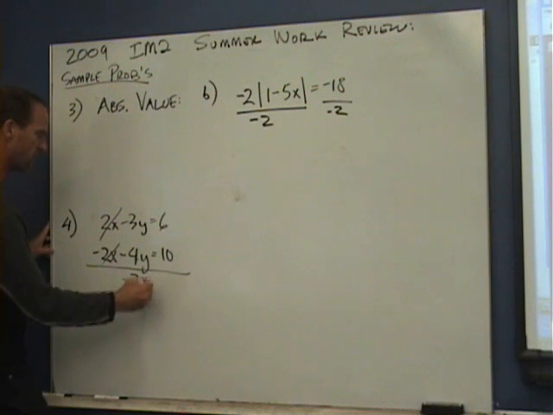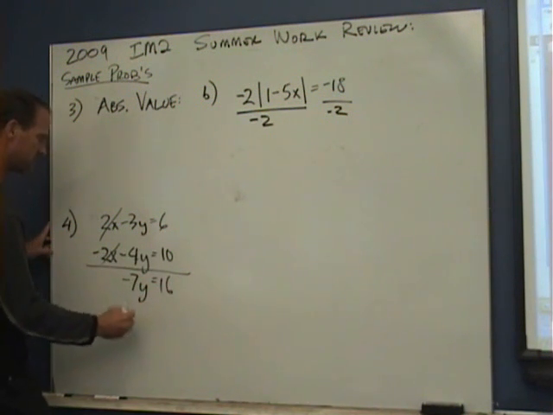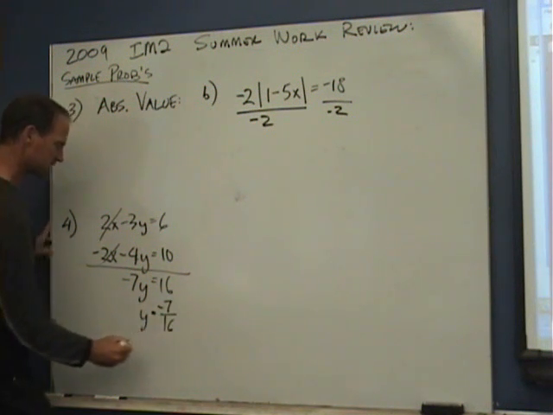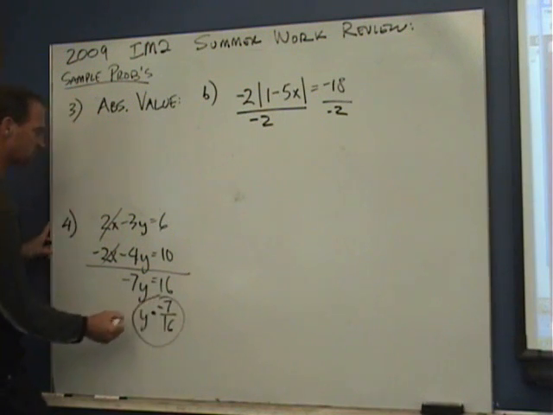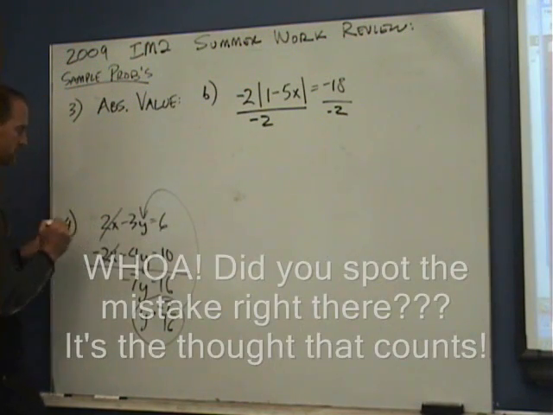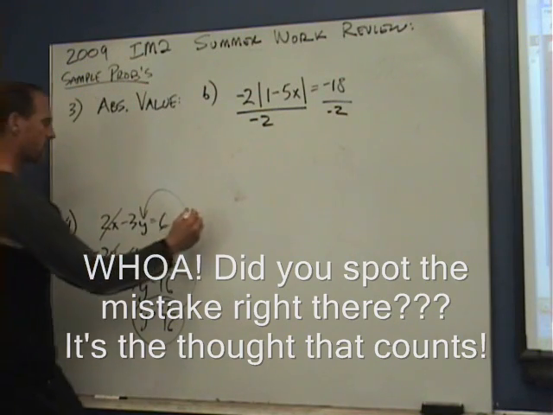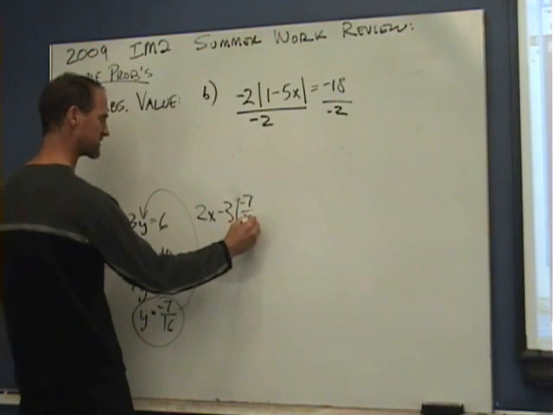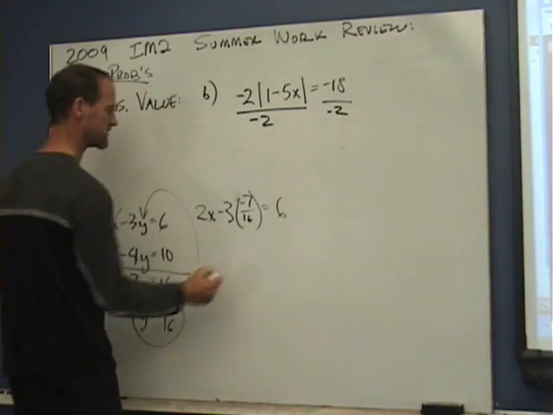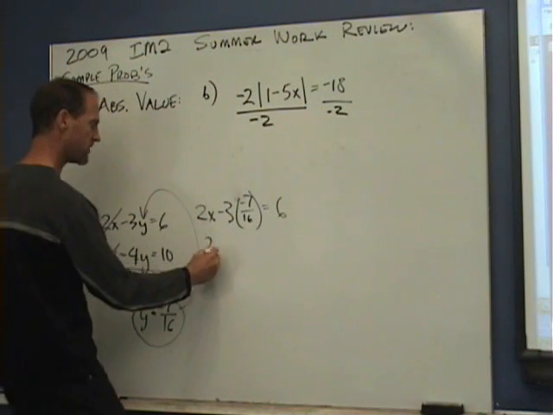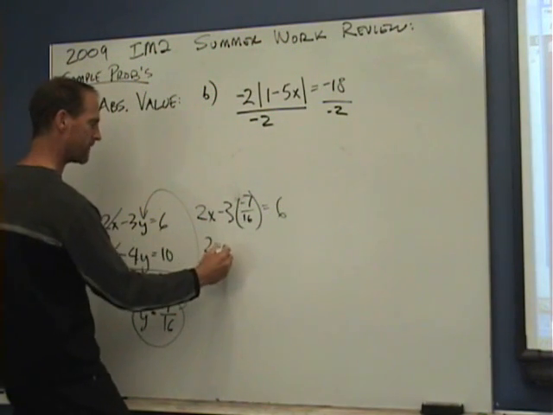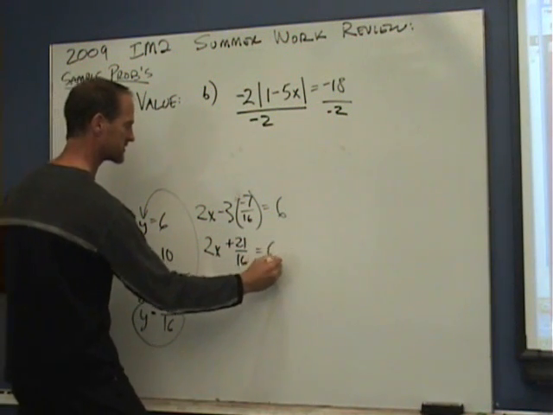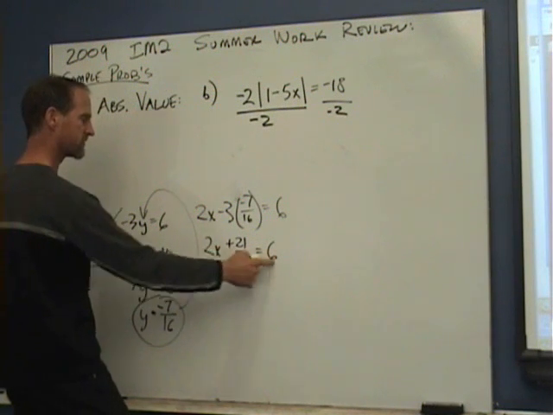This becomes -7y equals positive 16, and so then y is equal to -7/16. Okay? Then I would take this answer, it's called back substitution, and I'd plug it in up there and work it out. It's going to be a little bit messy, but I'll do 2x minus 3 times my solution, -7/16, and that's going to be equal to positive 6. Okay? Well, 2x then is going to be plus 21/16 equals 6. Now I'm going to subtract this from both sides.